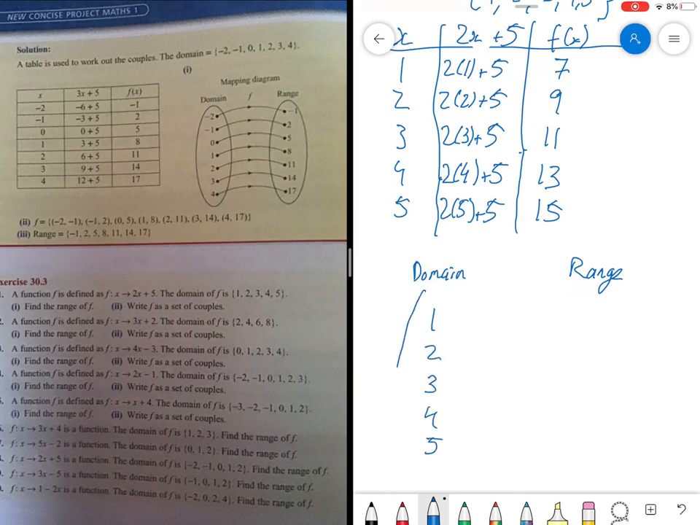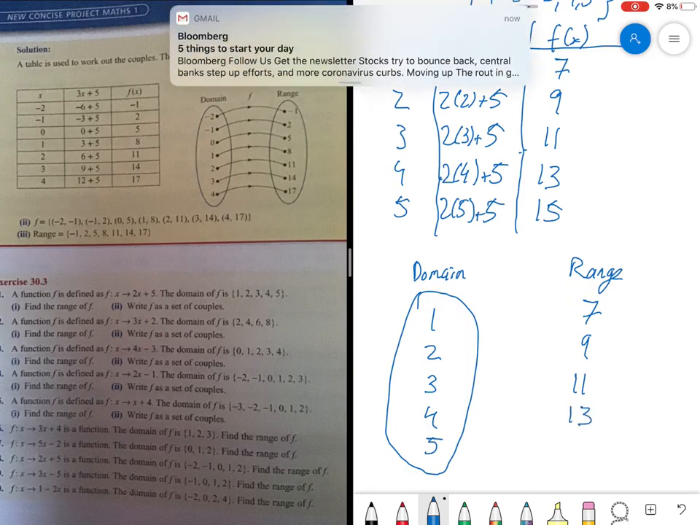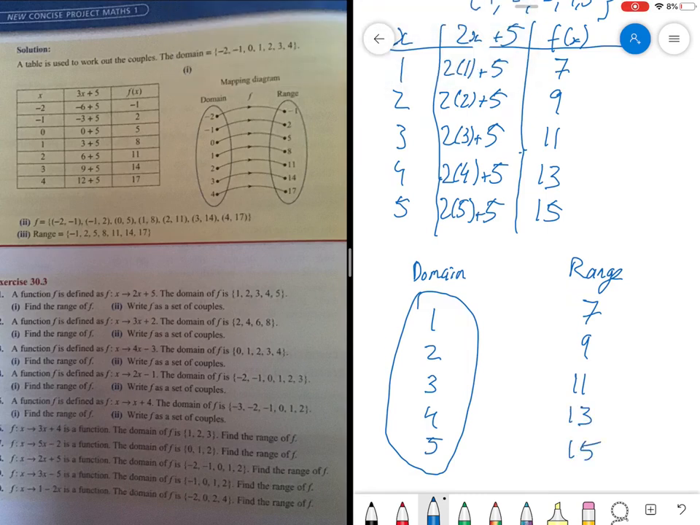I'm going to draw a nice big oval around them. Let's try that one more time. You get the idea. Now we look on the right-hand side and we see our outputs there, 7, 9, 11, 13, and 15. We're going to write them into our range because they are a range of outputs. And I put my little oval around that as well.